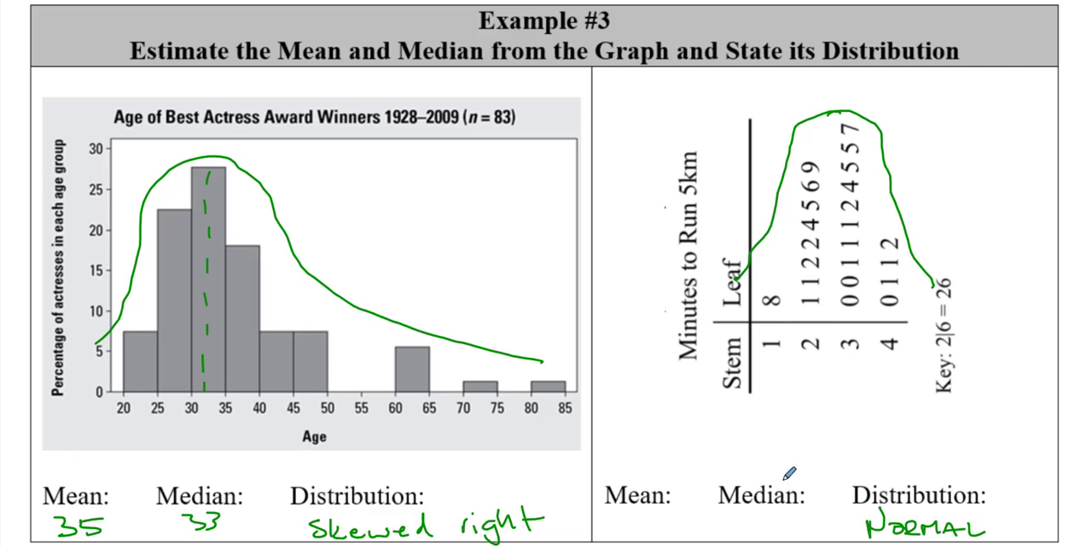Okay, and then an easy way for us to find our median with the stem and leaf plot is to count up how many pieces of data we have. And remember, we're going from left to right, and we also go from down to up. So this would be our first piece: 1, 2, 3, 4, 5, 6, 7, 8, 9, 10, 11, 12, 13, 14, 15, 16, 17, 18, 19, 20, 21, 22, 23.